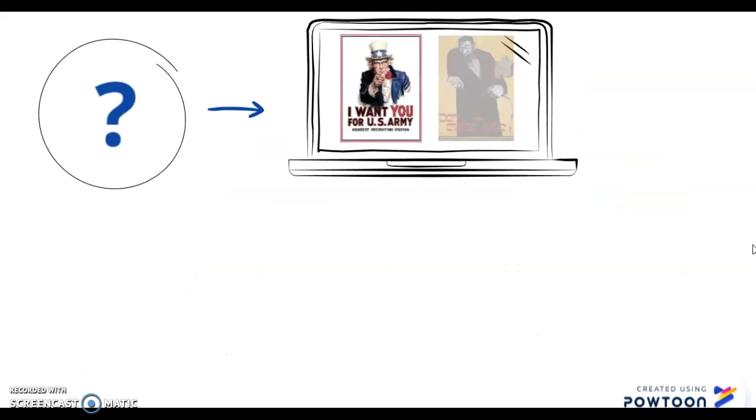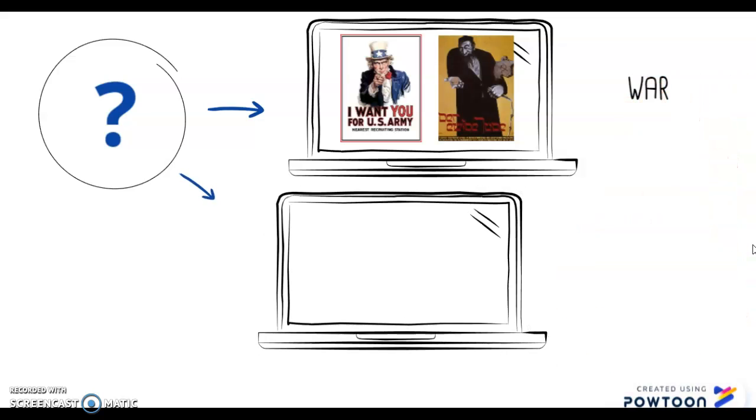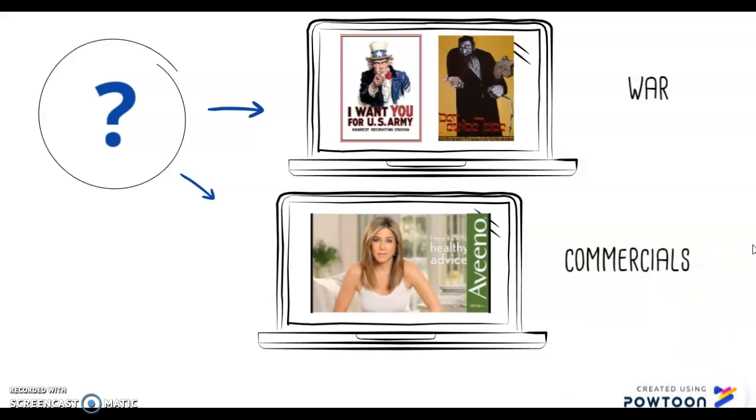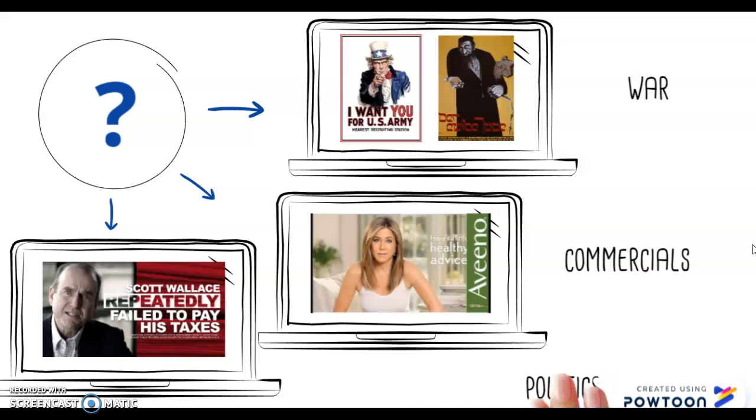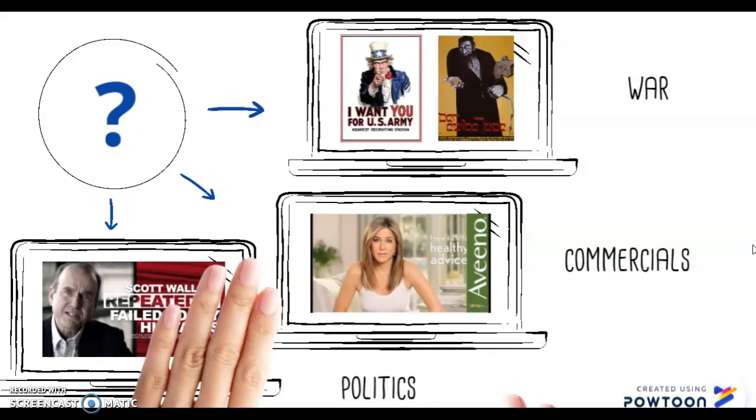So where do we see propaganda? Really in three main places. The first would be during times of war, like these posters. The second would be in commercials. And the third would be in politics, like this political ad. Okay, we're going to talk about specific techniques now.